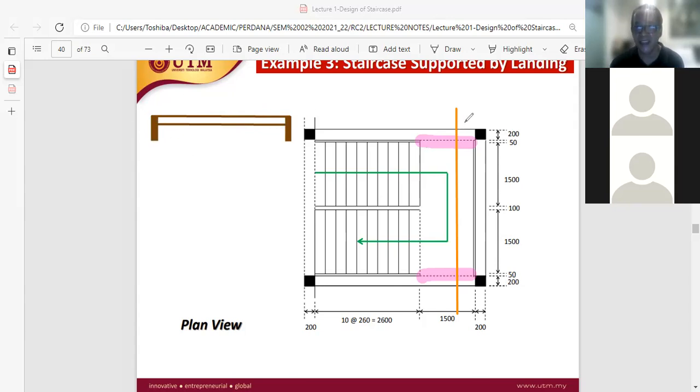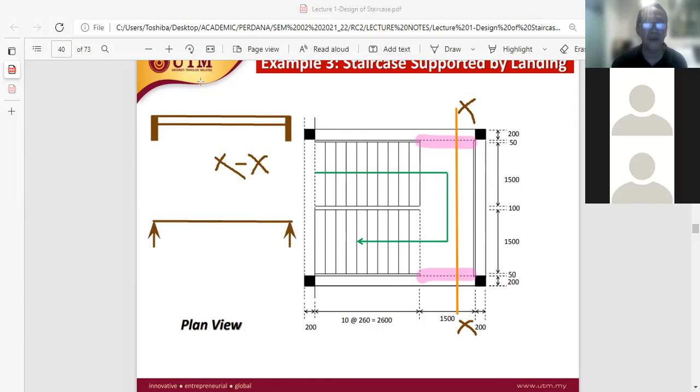This is the indication cross section, katakan cross section XX. Okay. So this is our XX punya cross section. We have two beams at the end of the landing, and because there is a dotted line di sini menunjukkan the beam and the landing is directly connected. So this landing can be idealized as a simply supported punya case. We have a landing, okay, and we have our support, hujung kiri dengan hujung kanan.